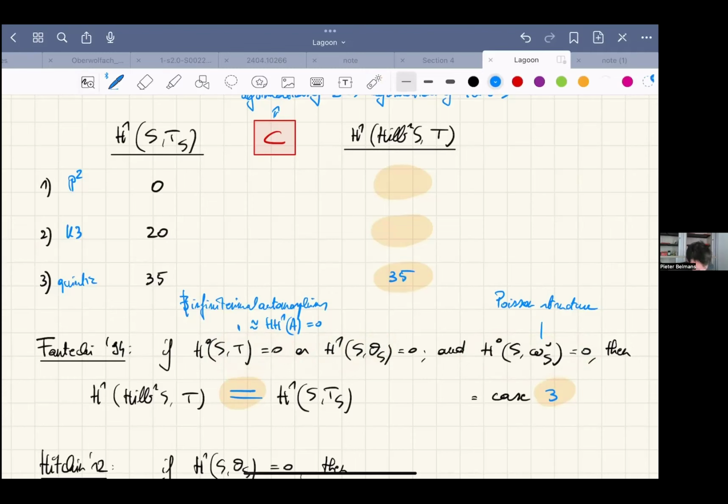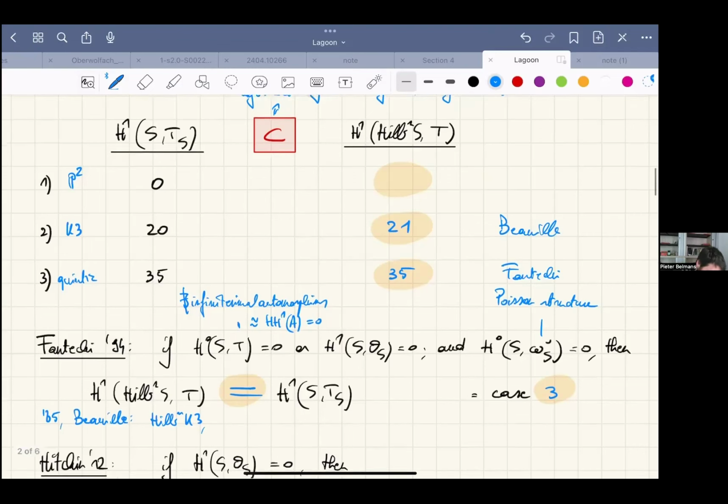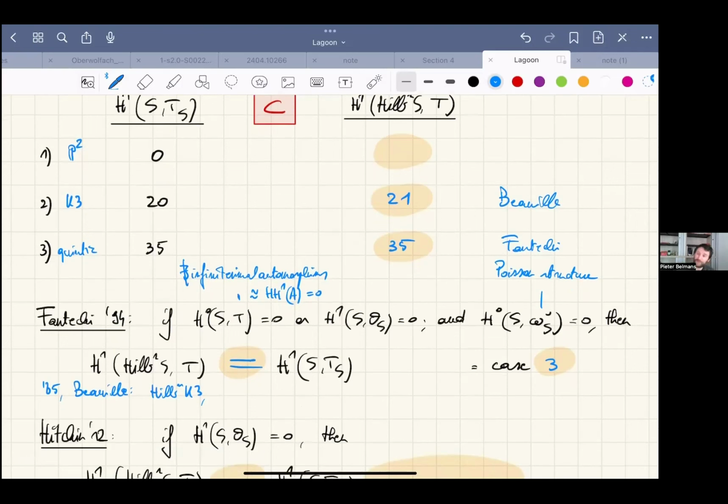And so at this point, 30 years ago, you might conjecture, oh, maybe it's always an equality, but you would be unwise to do so, because already back in 1985, Beauville looked at Hilb and K3, and he showed that this number is actually 21. So it can be a strict inclusion. But his proof is very specific to the case of K3 surfaces. This thing is a Calabi-Yau variety, and so computing this deformation theory is actually just a Hodge number calculation in that case. But that's a very specific situation.